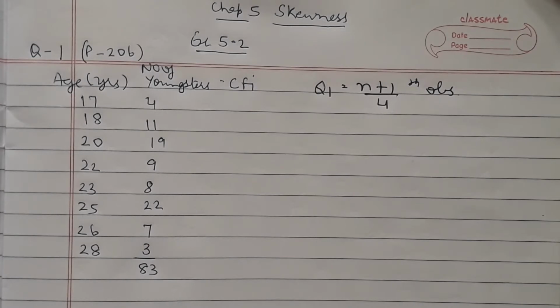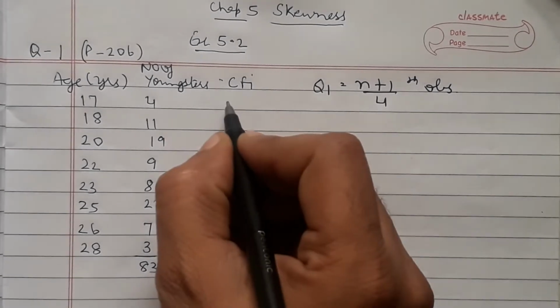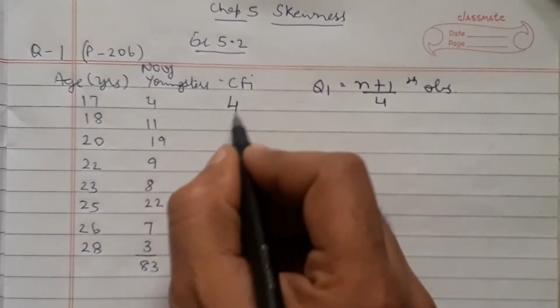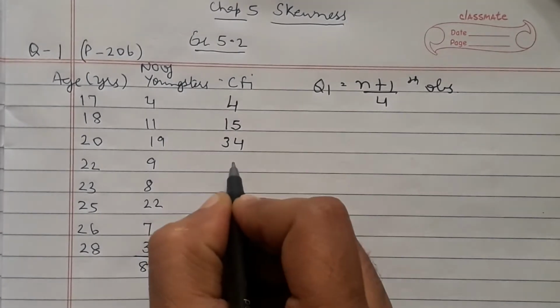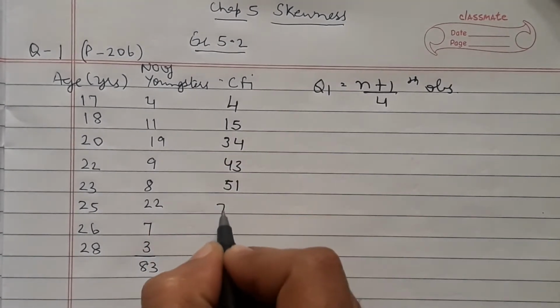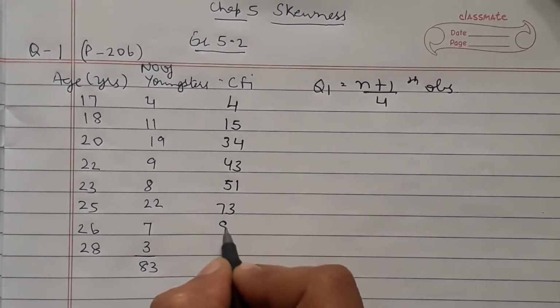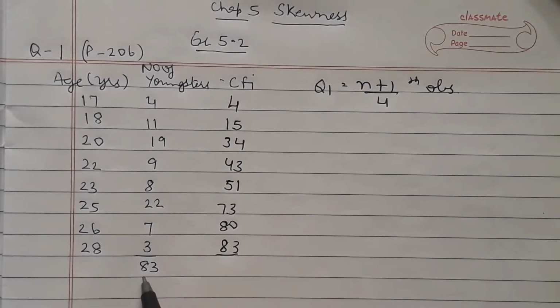Now the first step is to find the CF. We will calculate the CF here: 4, 11 plus 4 is 15, 34, 43, 51, 73, 80 and 83. The total of the frequency is also 83.